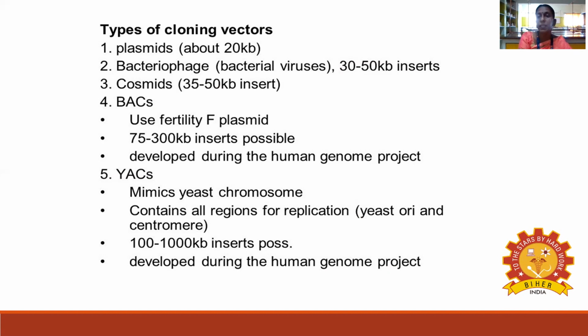The centromere is the center of the chromosome. It is important in yeast to have the origin of replication as well as a centromere. Here, 100 to 1000 kilo base pairs of DNA can be inserted and then processed. It was developed during the Human Genome Project. Especially for the Human Genome Project and genome mapping, the YAC vector is more commonly used.